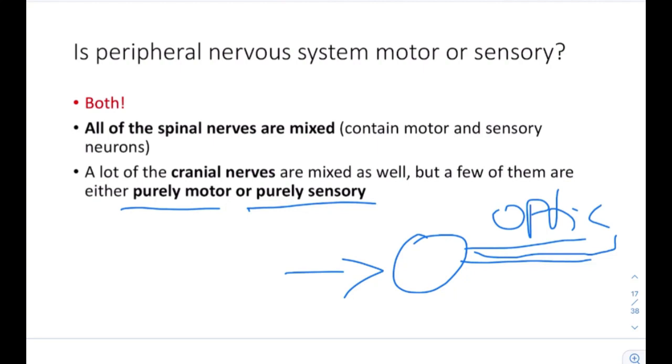And then there are some cranial nerves which are purely motor. For example, the cranial nerve that supplies motor innervation to your tongue. It allows the muscles of the tongue to move. It's purely motor. It only has motor neurons. But keep in mind that most of them are mixed. So most of the cranial nerves and the spinal nerves are mixed nerves. They have both motor and sensory neurons.